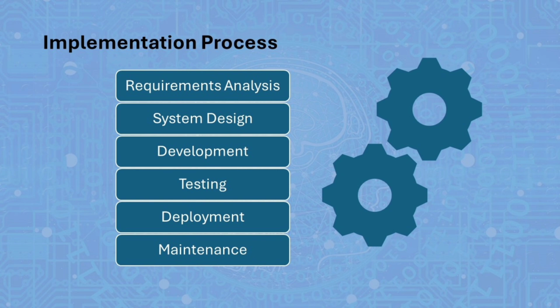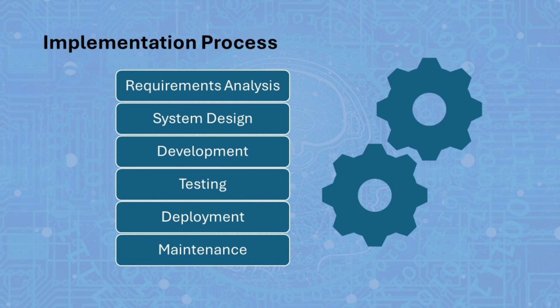Implementing a biometric attendance system involves a structured approach comprising 6 main steps: requirement analysis, system design, development, testing, deployment, and maintenance. Each step is crucial to ensure the system functions correctly and securely. Let's explore each of these steps in detail.